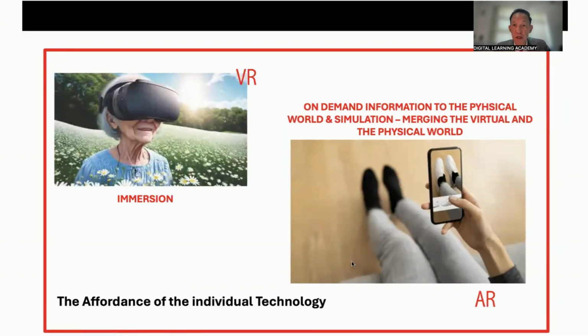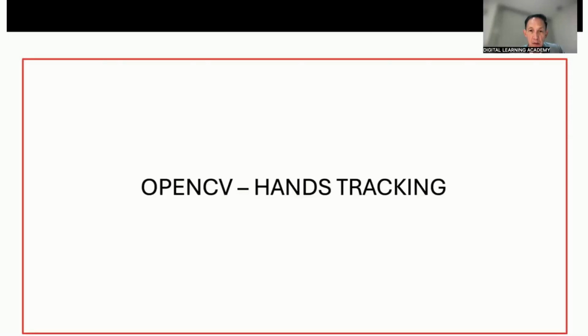AR merges the virtual world and the physical. Therefore, it could pull animated information, images, text to appear next to anything you can see in the physical world. It enriches us in many industries, medical, e-commerce, and many others. In this presentation, I'm going to use OpenCV as an example.